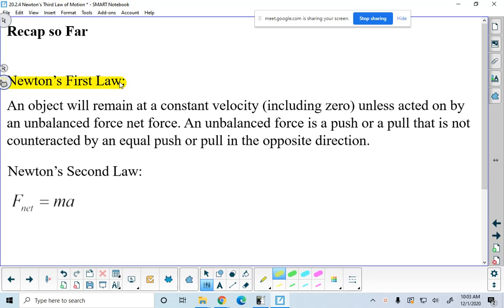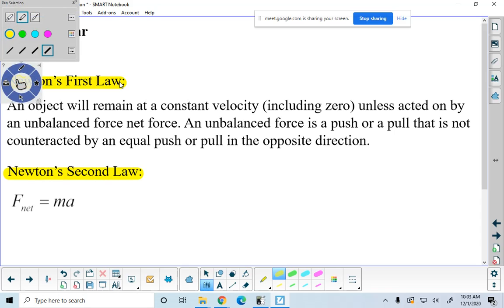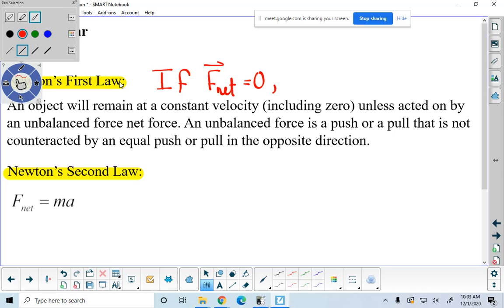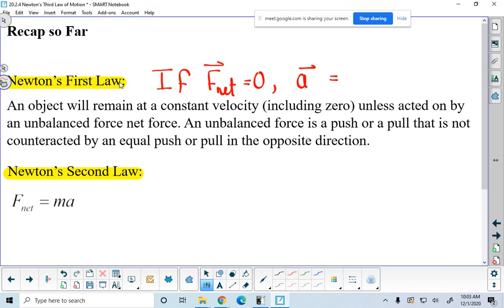There's no calculations involved in Newton's first law of motion. It just says that whatever velocity an object has, it will maintain that velocity unless there is an unbalanced net force. So we can kind of tie this together with Newton's second law by simply saying that the first law says if F net is 0, then the acceleration is 0. That's really what Newton's first law of motion says.